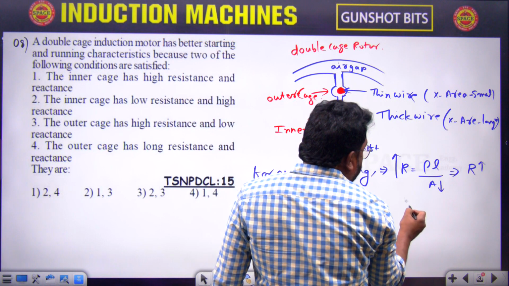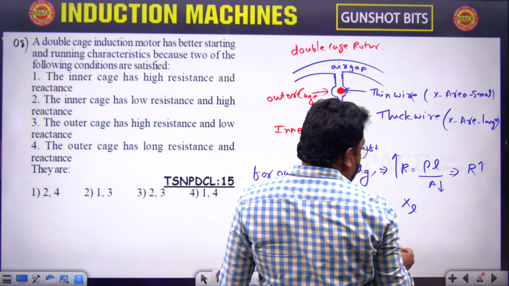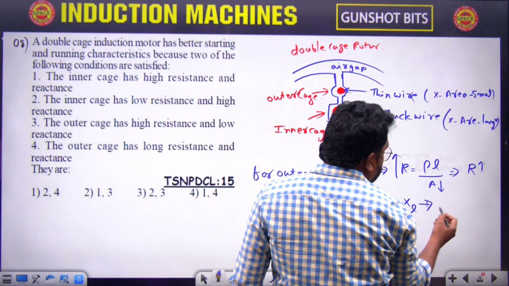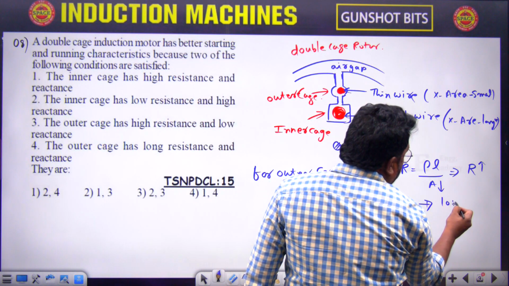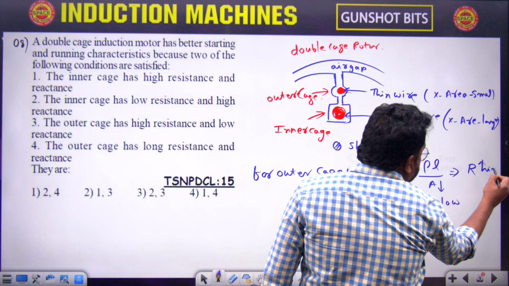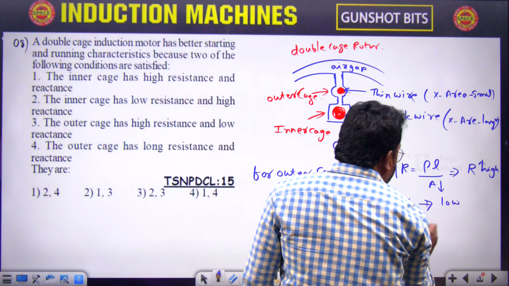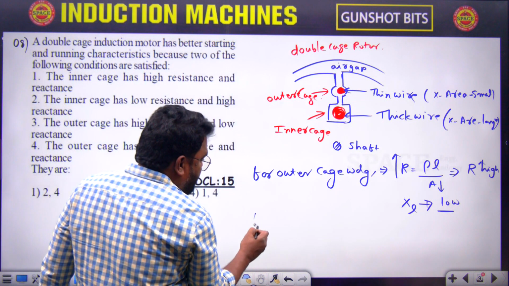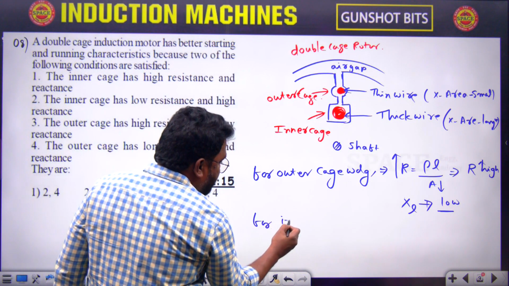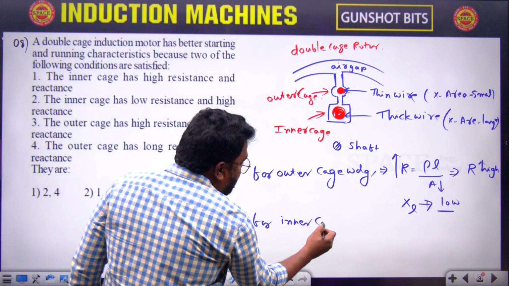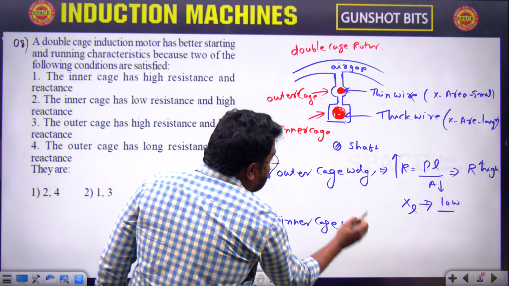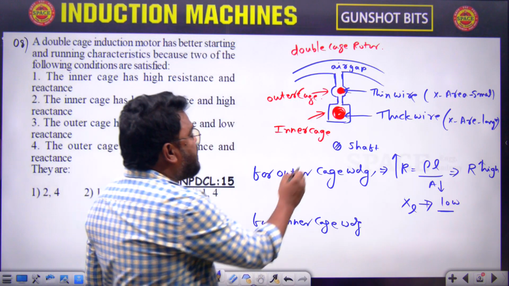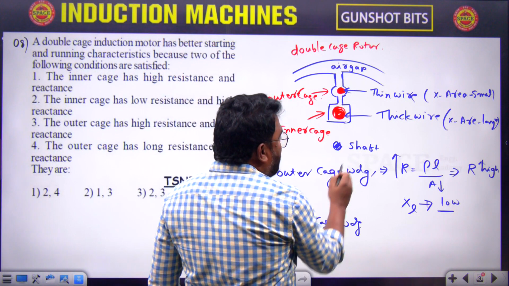So therefore the leakage reactance: this one is a low value, this one is a high value, this is the high and this is the low value. So reactance is low per inner cage, then what will happen? The inner cage means the inner cage winding, the winding which is nearer to the shaft of the machine. So this is our shaft of the machine.